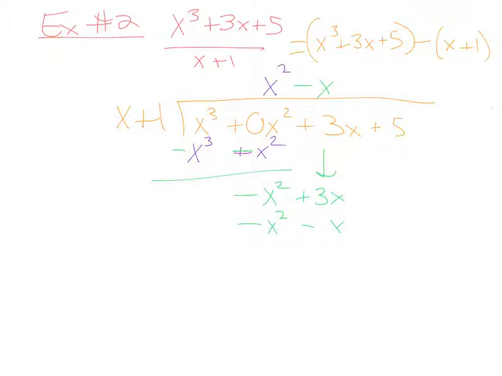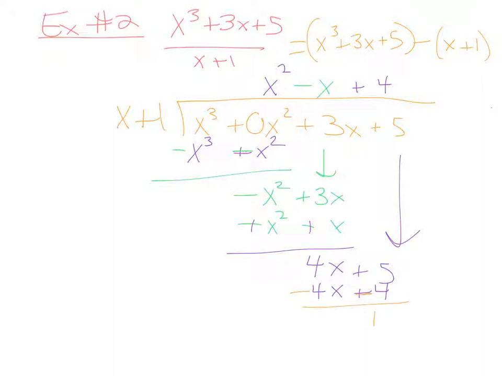Again, you're changing your sign. So these both become plus. That gives me 4x. Bring down my 5, so I have plus 5. Then I'm going to do 4x divided by x, which gives me plus 4. And now I'm going to multiply 4 times x plus 1. That gives me 4x plus 4. Finally, I change my sign, subtract things out, and I actually have a remainder this time, a remainder of 1.